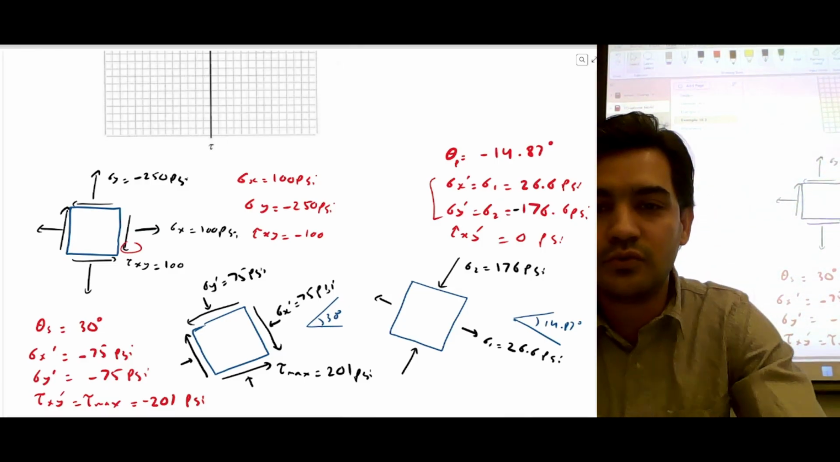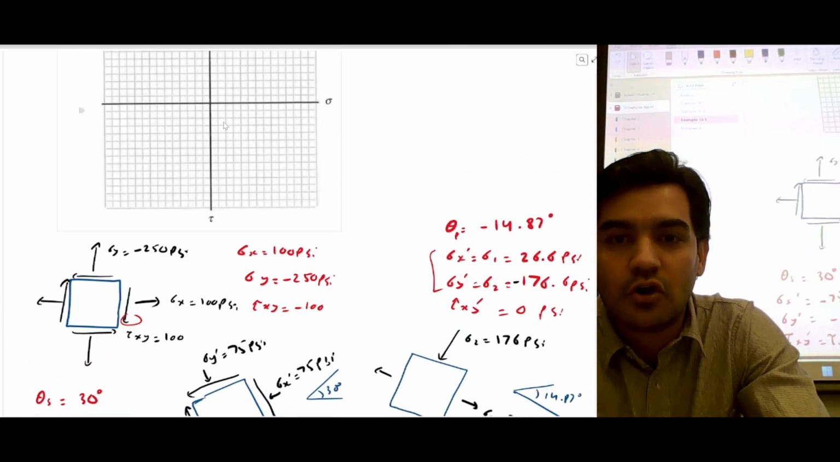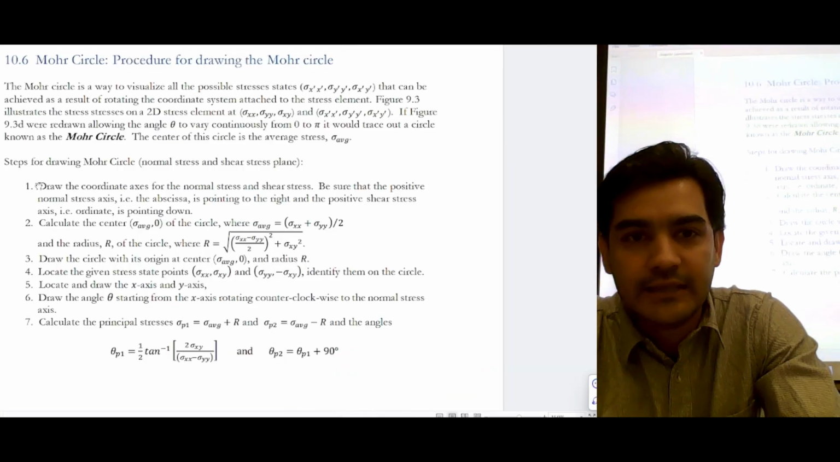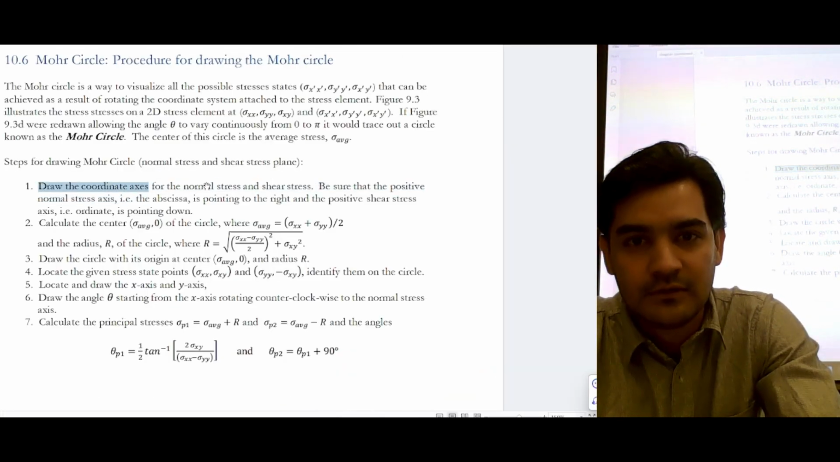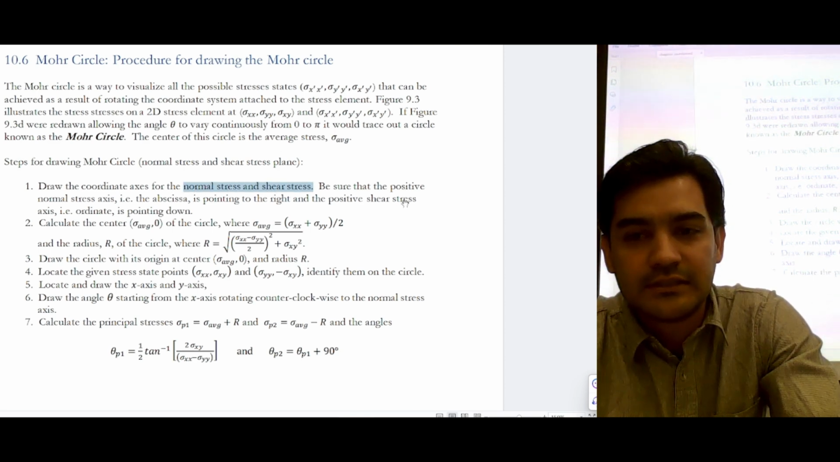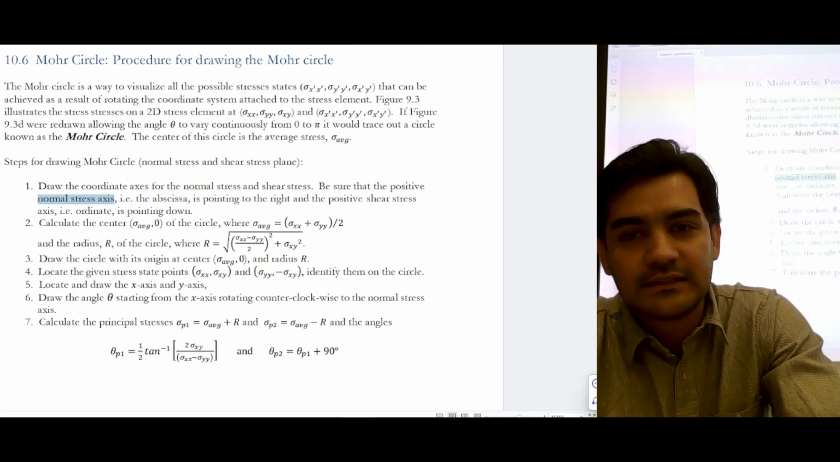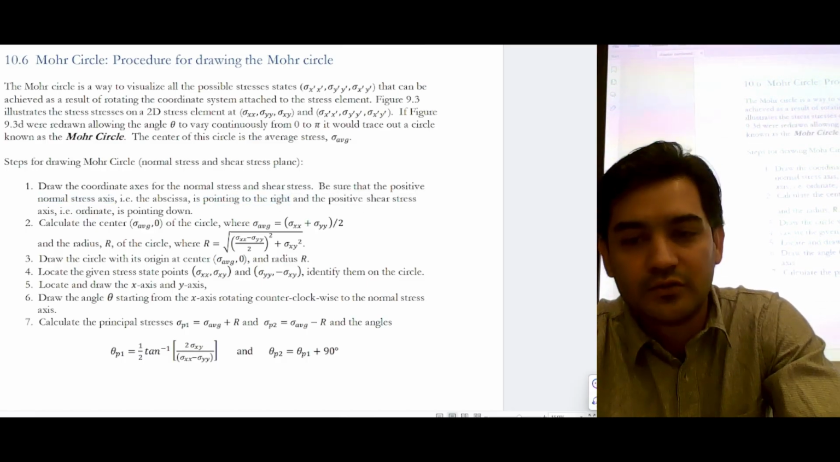Now we'll try to use Mohr's circle, and we'll try to draw all those stresses on a Mohr's circle. So in Mohr's circle, the first step is to draw the coordinate axes, for normal and shear stresses. And we have to make sure that we have positive normal stresses on the x-axis pointing to the right and positive shear stresses pointing downward.